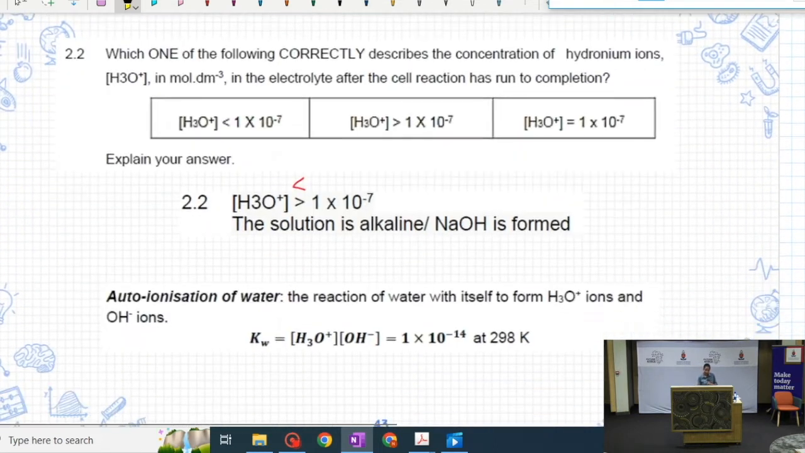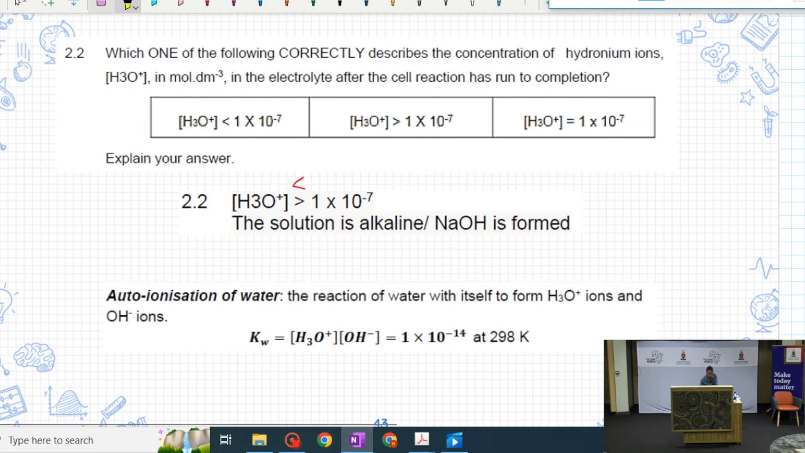Then came the next question: which one of the following correctly describes the concentration of hydronium ions? So now we have acids and bases in your favorite topic, electrochemistry, right? And they say, which one of these correctly describes the concentration of hydronium ions, H3O+? I'm sorry, this is not correct; it should be a subscript 3, in mol per dm³ in the electrolyte after the reaction has run to completion. Taking a look at that reaction, the one that I made you write down because it's not in the notes or in the question.